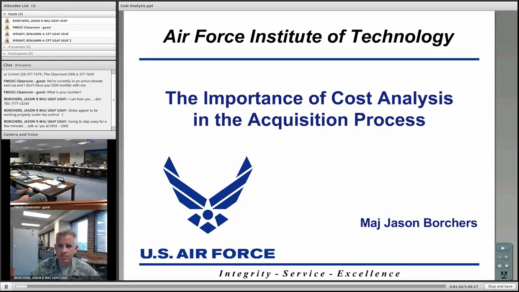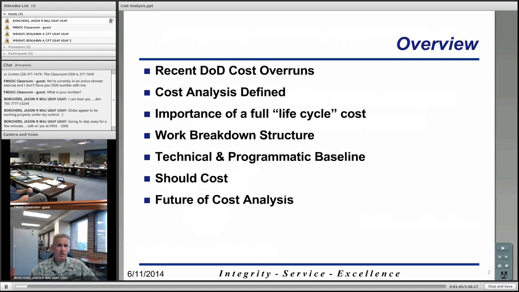Okay, so this is just an overview of what we're going to talk about. We'll look at some DoD cost overruns, define cost analysis, look at why it's important to cost out the entire life cycle cost of a program. And then we'll take a look at two very important elements of a program or of a cost estimate, that being the work breakdown structure and the technical and programmatic baseline. We'll then look at a hot topic in today's environment, that being should cost. Many of you have probably heard of this, so I'll try to add a little more information to it, hopefully stimulate some discussion. And then we'll just take a quick look at the future of cost analysis.